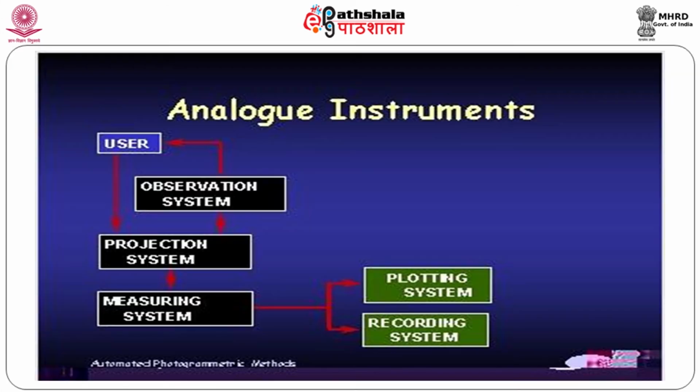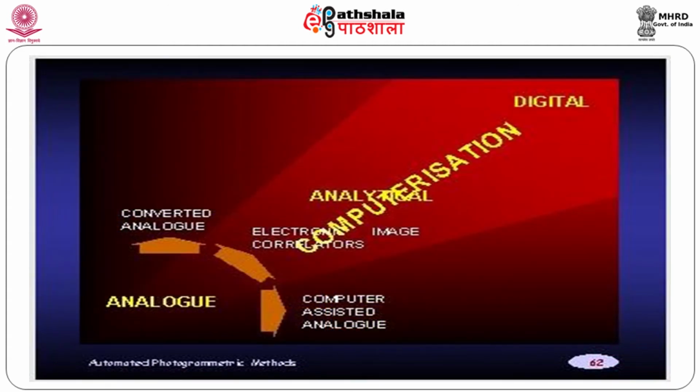So, what kind of analog instruments are there? Of course, as I told you, they are not very much in vogue now. You have an observation system, a projection system and a measuring system, and ultimately you can plot the data and also record the data. Digital photogrammetry, as I was telling you, has grown by leaps and bounds.